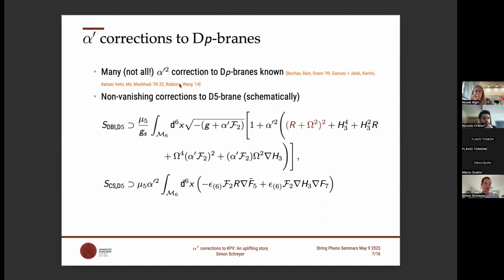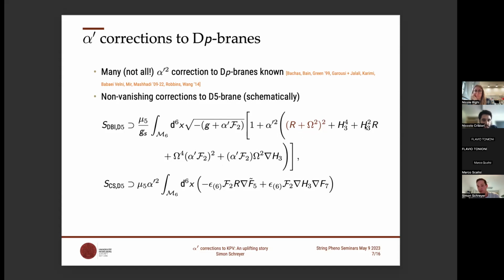And for our purposes, the important corrections to the D5 brane read schematically like this. I omitted all the contractions between the fluxes and curvatures and so on. There are actually hundreds of terms with different contractions, but just for simplicity, I suppressed this. And we see that there are curvature corrections, which we have already accounted for.